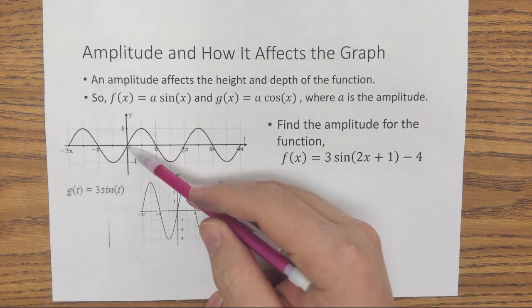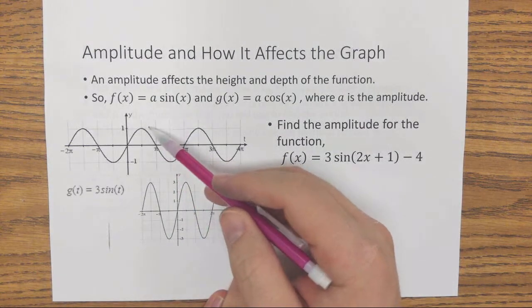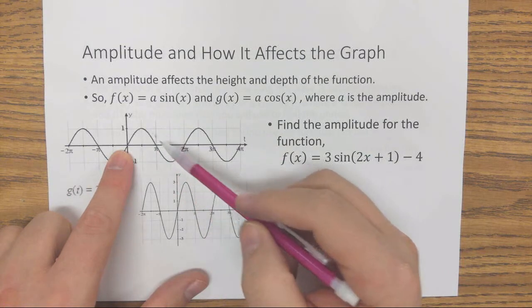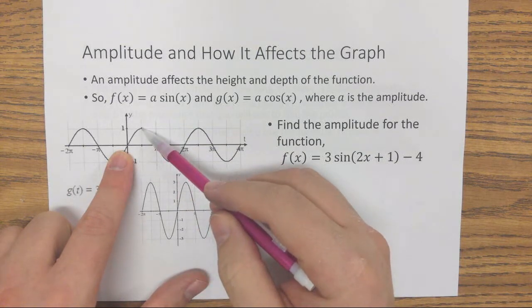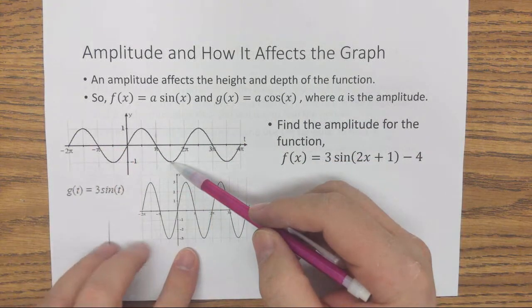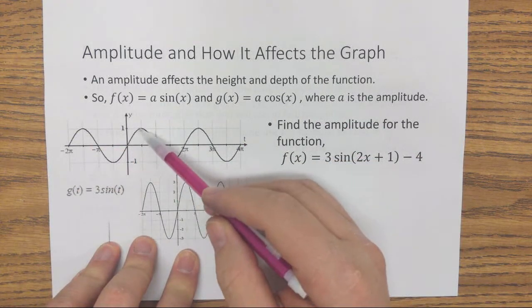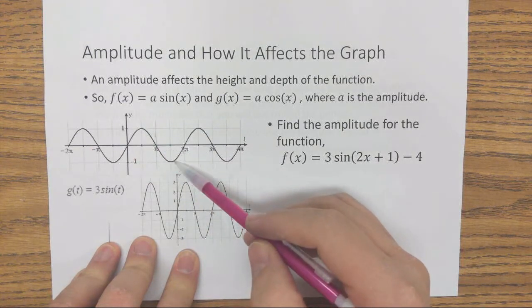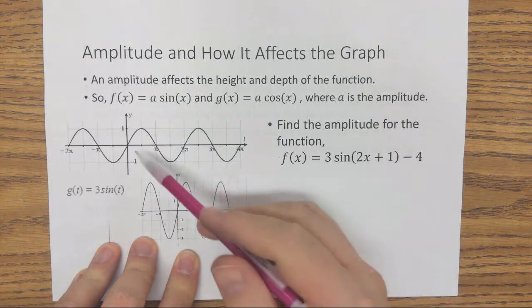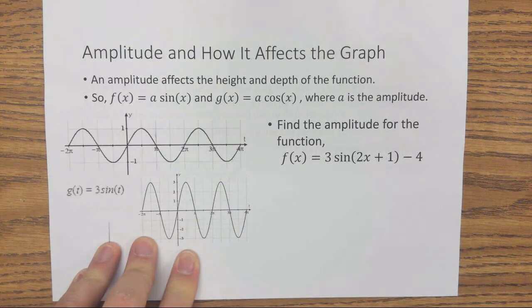So the amplitude of just your regular sine function is at 1. So it goes up, its highest point is at 1, and its lowest point is at -1. It just repeats itself up to 1, down to -1, up to 1, down to -1. Just over and over and over again. Okay.